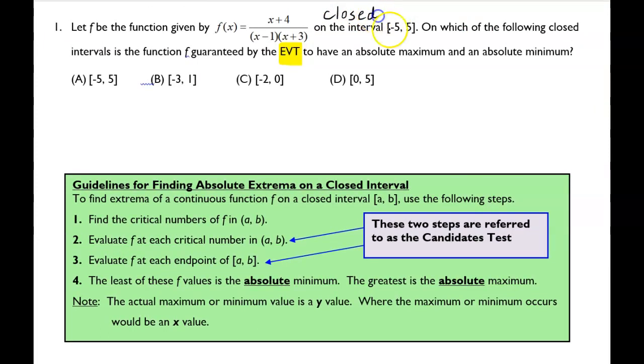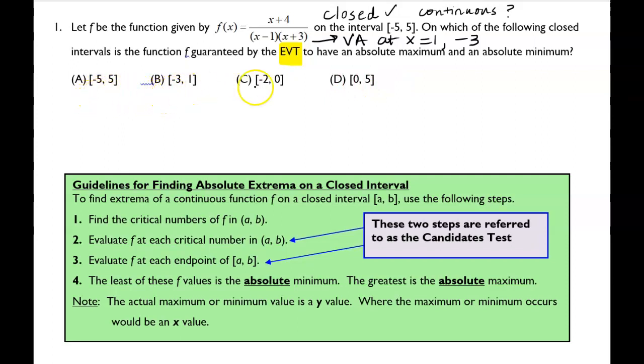They are closed. The other thing, though, the EVT said is that I had to check to see if it was continuous. And I'm not sure about that. We'll have to think about it. So let's think about this graph, x plus 4 over x minus 1 times x plus 3. Where is that not continuous? So if you think about the graphical features, think back to pre-calculus, there's a vertical asymptote at x equals 1 and x equals negative 3. So that means the graph is not continuous at those 2 x values.